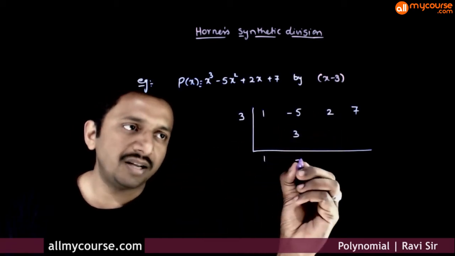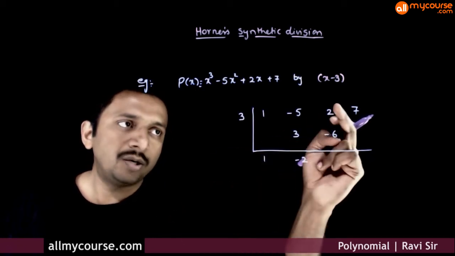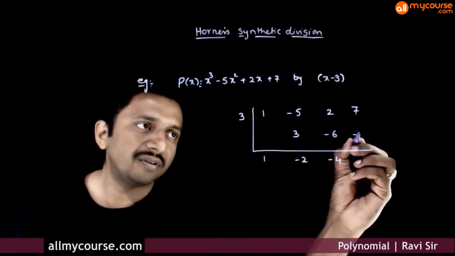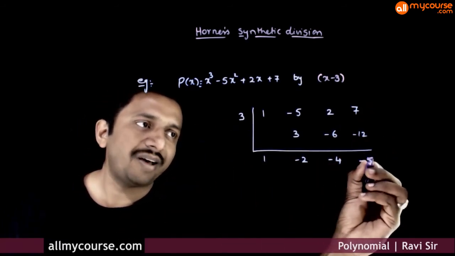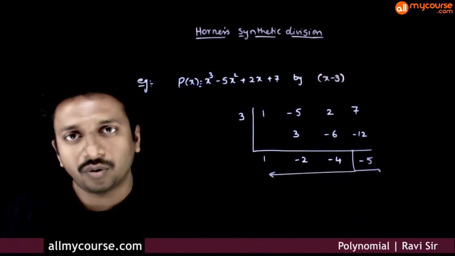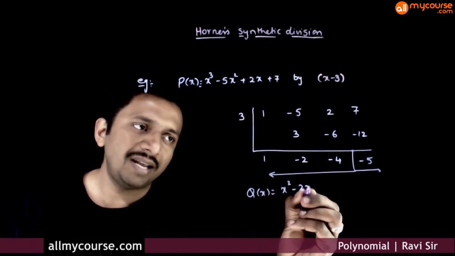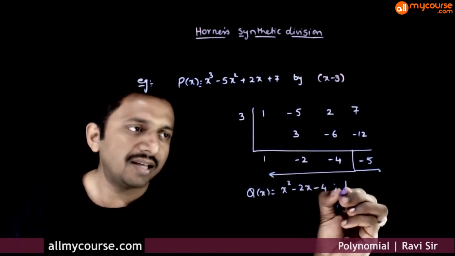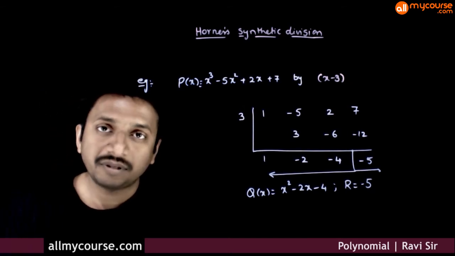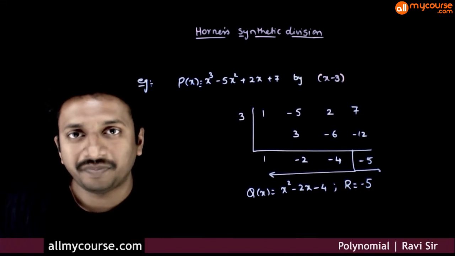So minus 5 plus 3 is minus 2. And minus 2 into 3 is minus 6. 2 minus 6 is minus 4. And minus 4 into 3 is minus 12. And 7 minus 12 is minus 5. And this digit corresponds to the remainder. This corresponds to the quotient. Hence the quotient is x square minus 2x minus 4 and the remainder is equal to minus 5. So this is how we divide any given polynomial by a linear polynomial.